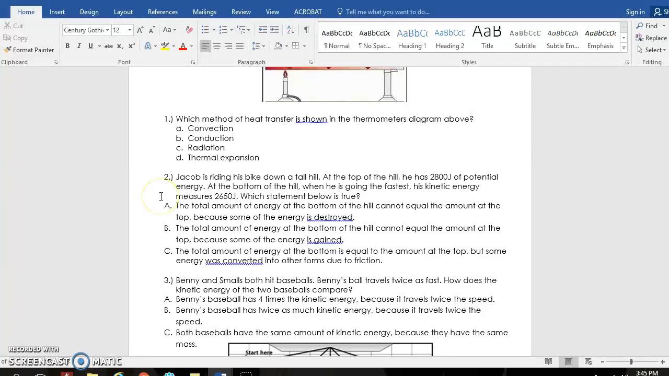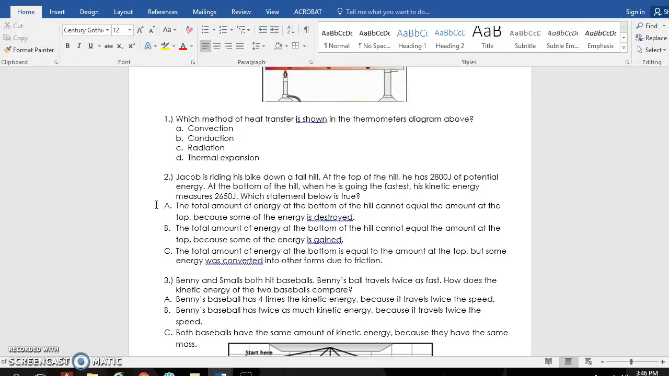All right, Jacob is riding his bike down a tall hill. At the top of the hill, he has 2,800 joules of potential energy. At the bottom of the hill, when he is going the fastest, his KE measures 2,650 joules. Which statement below is true? The total amount of energy at the bottom of the hill cannot equal the amount at the top. No, we know that's not true because the law of conservation of energy tells us the opposite of that. It has to be equal.